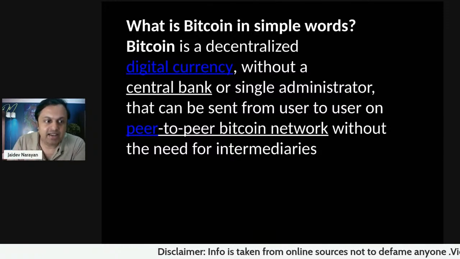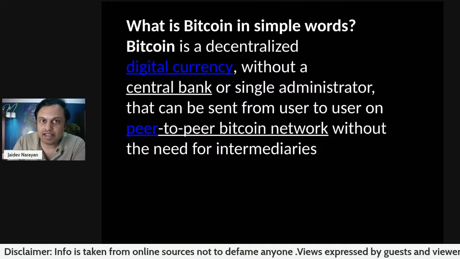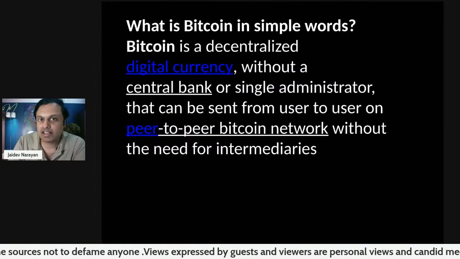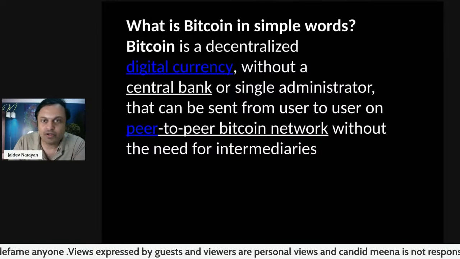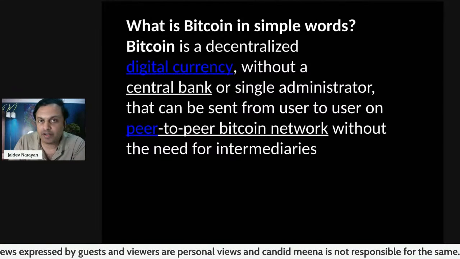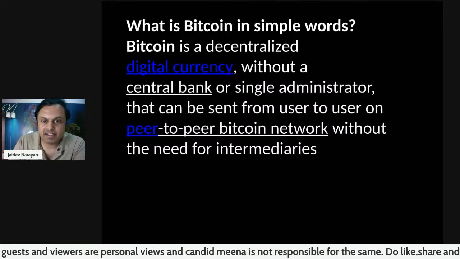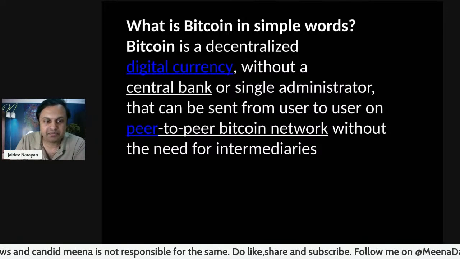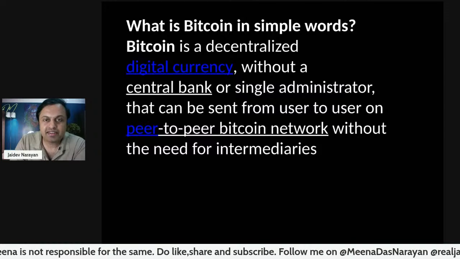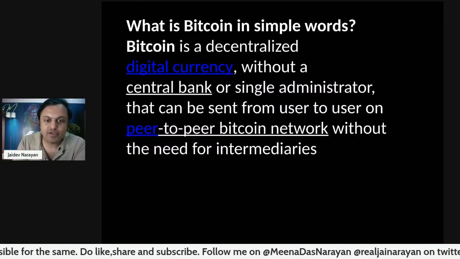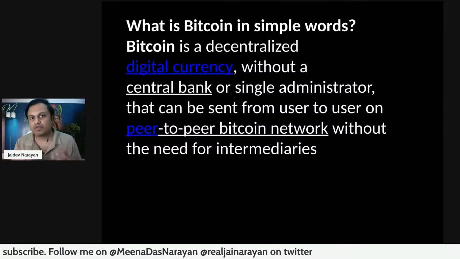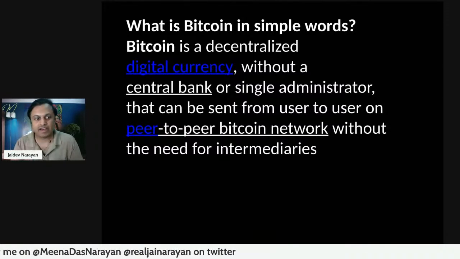So with that in mind, I'll explain what the term Bitcoin means. Bitcoin is a decentralized digital currency, which means that there's no middleman between you and your friend. That's why it's called decentralized, without a central bank or single administrator. It can be sent from user to user on a peer-to-peer network. Peer-to-peer means person to person. That means you and your friend.